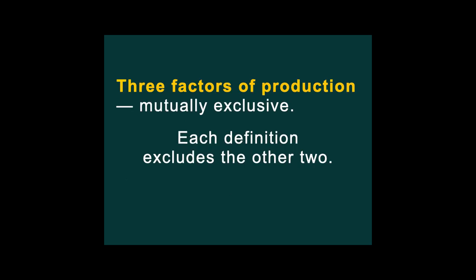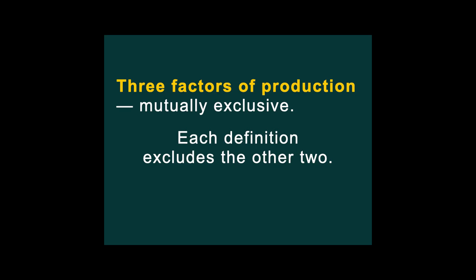The three factors are mutually exclusive. So each definition excludes the other two. So you can't say, oh, that's labor and capital, it's land and capital. It's got to be one or the other, one of the three. That's all.